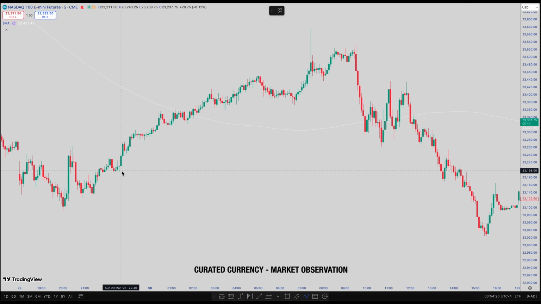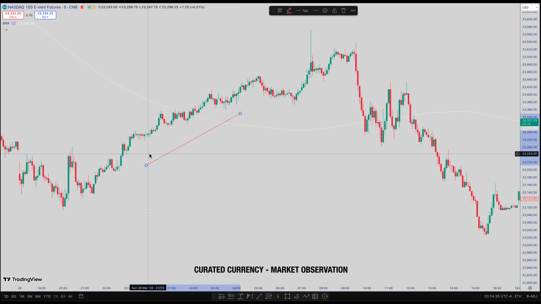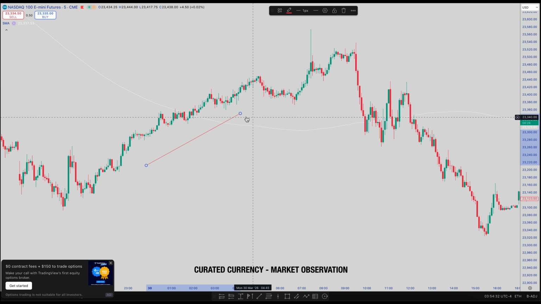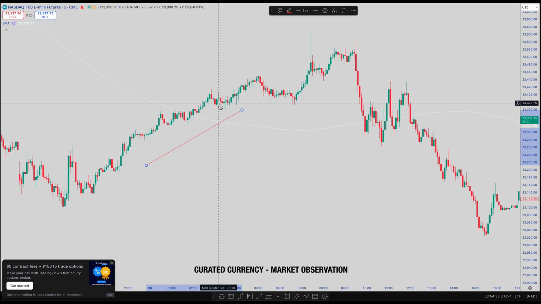From 2300 until around 4:30 in the morning, price begins stepping higher with controlled momentum. Price begins to show higher highs and higher lows, signaling a transition from accumulation into expansion. Pullbacks are shallow and absorb quickly, indicating quiet buyer control.